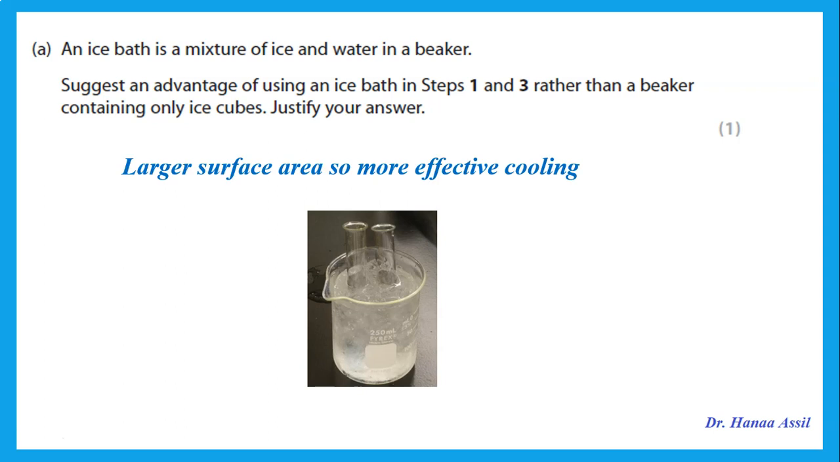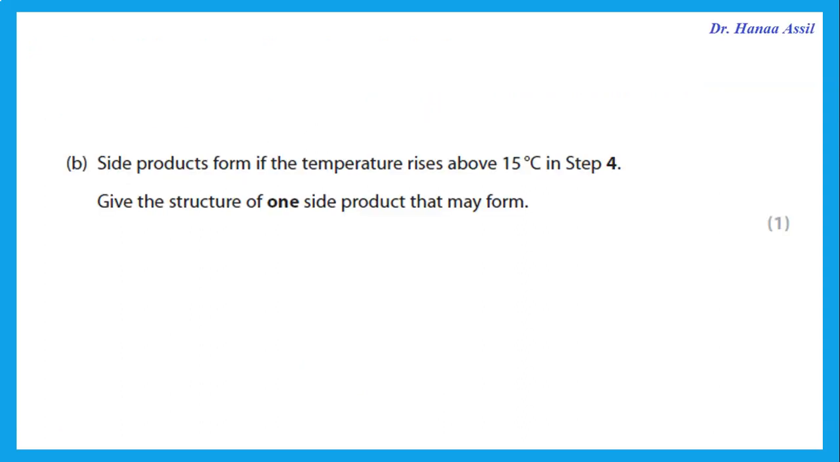Of course, this means there is larger surface area in contact with the cold ice bath than if I just have cubes of ice. Some of it will be touching the beaker and some of it will not. So we usually have a mixture of ice and water because this will give more effective cooling. Side products form if the temperature rises above 15 degrees. So I don't want it to rise above 15 degrees because I don't want it to do other reactions to give what we call side products.